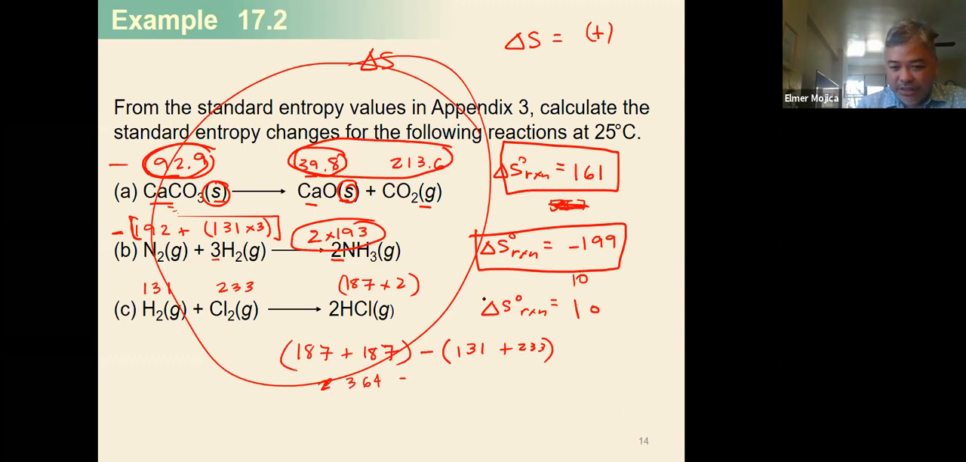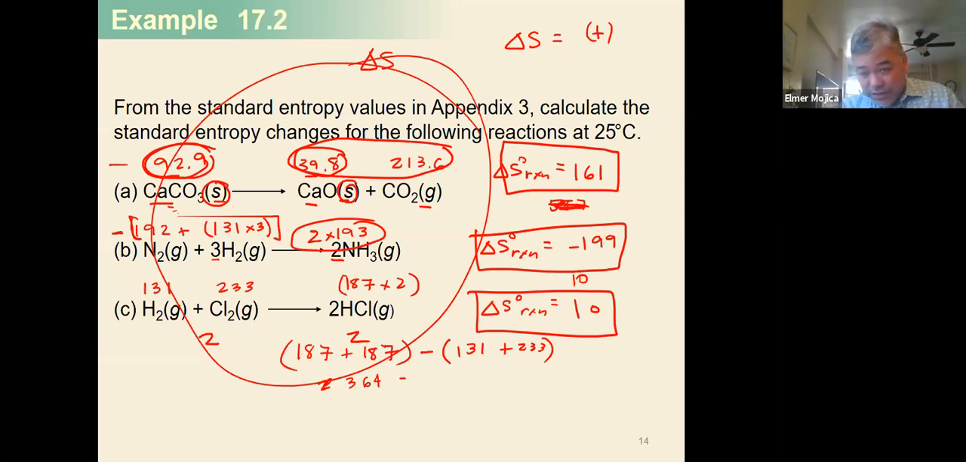Now, the last one that we have here, the entropy is just a little bit low. Okay. And it makes sense because both of them are what? 2 on both sides, and both of them are gases. The only difference, on one side, both are elements, and on the other side, it's a compound. So I hope you understand this concept that we have here.